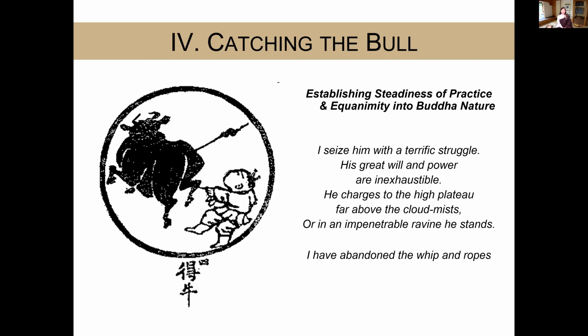Now, why is it that you come to this experience and you struggle with the bull, which is your Buddha nature, your inherent primordial nature, yet the picture depicts a struggle, but you have abandoned the whip and the rope. What does that mean? Well, the struggle is not really the struggle. The struggle is to surrender, to let go.